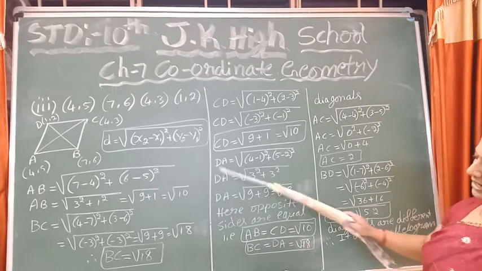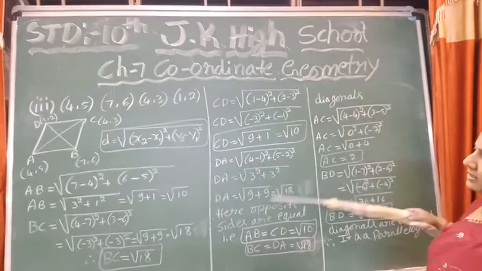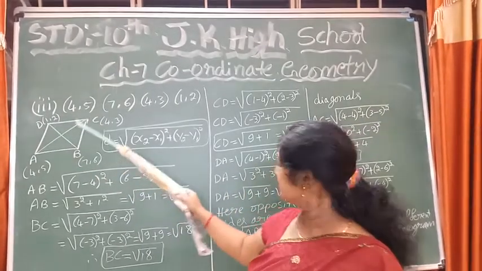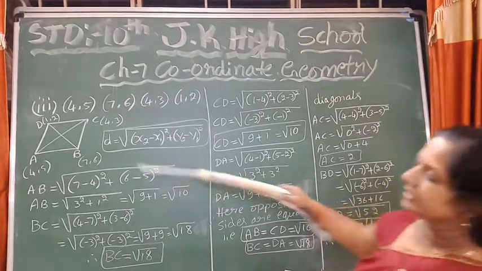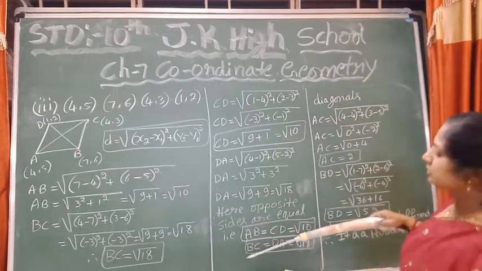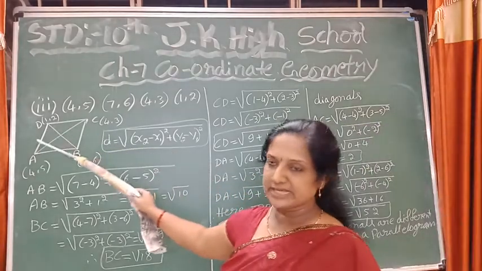Then if I observe, see root 10, root 10, root 18, root 18. So in this quadrilateral, opposite sides are equal. AB measurement and CD measurement, AB is equal to CD is equal to root 10, I got it. In the same way, another two sides BC is equal to DA is equal to root 18. So these two pairs of opposite sides are equal.